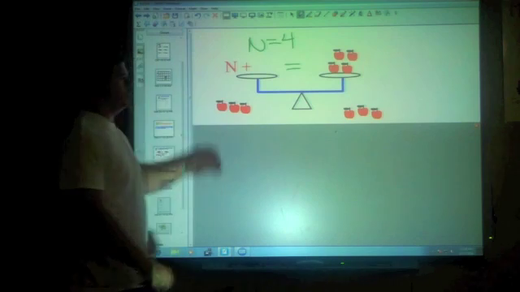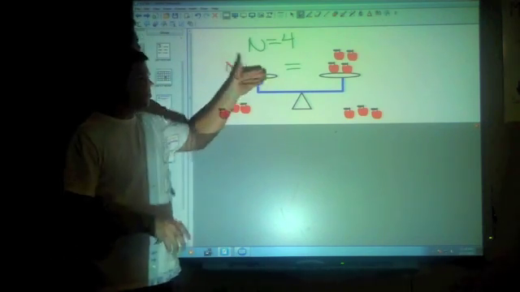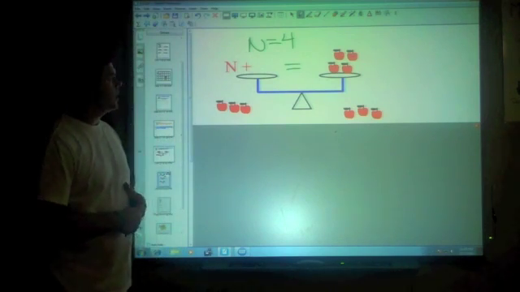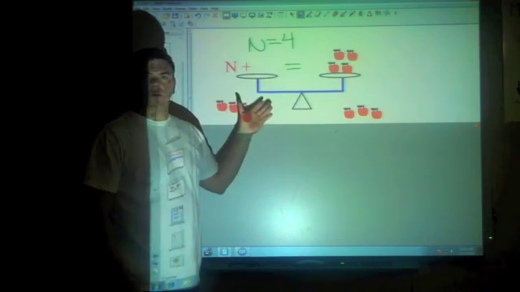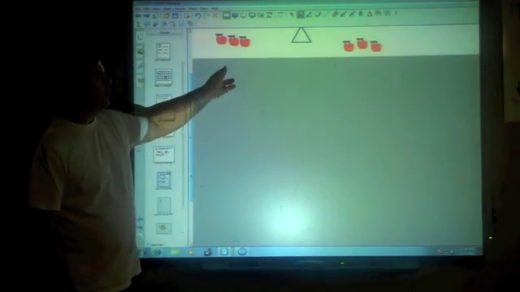Now some of you might say, I can do that. I don't need you to move apples around. I get it. This is a pretty easy problem. I just wanted to demonstrate the concept. You're not always going to have balance scales. You might just have an equation. So we want to talk about how to write those as equations as well.